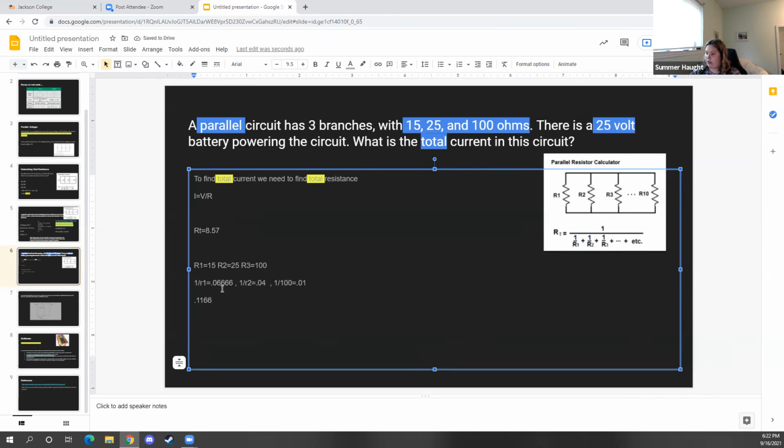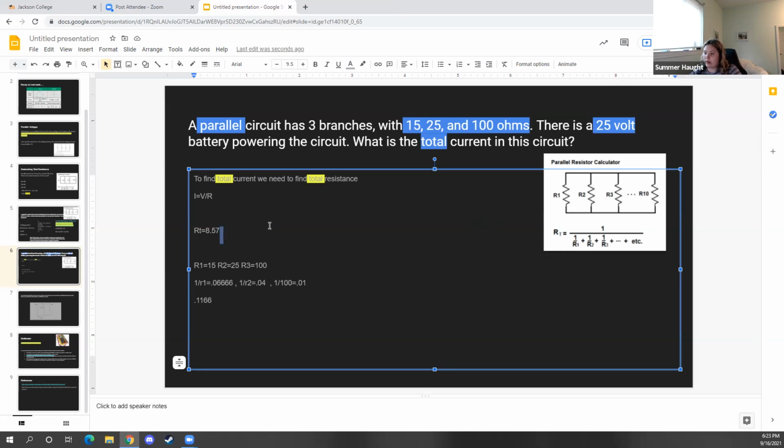Because we added all these together, or we calculated all these fractions, we added them all together to get 0.1166. And now this equation tells us to do 1 divided by 0.1166, which, if you did the math, is 8.57, which is what I had for RT.